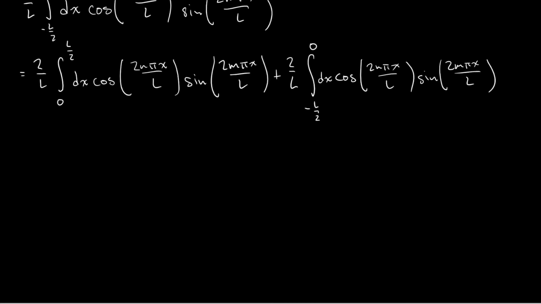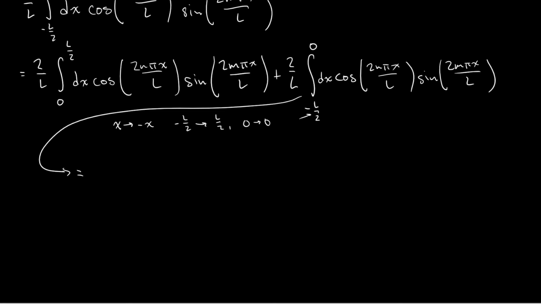Now, in the second integral, I'm just going to take this second piece here. I am going to take x to minus x, which means that the negative sign in this bound disappears, right? So minus L over 2 then goes to L over 2, and 0 stays as 0. So when I have the dx, I now get a minus dx, so a total minus sign.